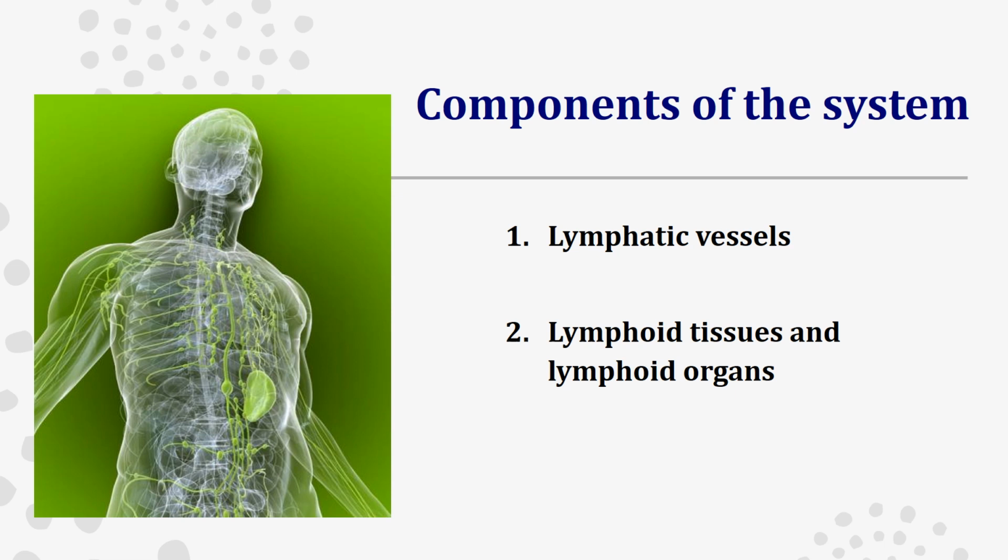So when you look at the components of the lymphatic system, it's literally made out of all these lymphatic vessels as well as the lymphoid tissues and lymphoid organs. The vessels play a role in returning the excess fluid in the form of lymph back to your circulatory system, while the tissues and organs play a major role in the immune system. Together they form the structural basis of your immune system.